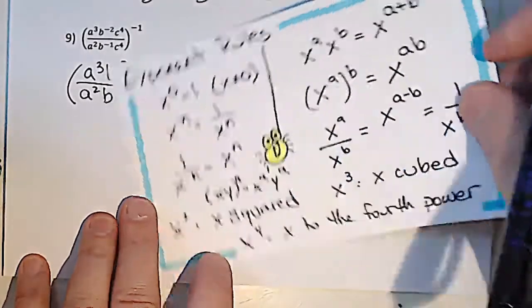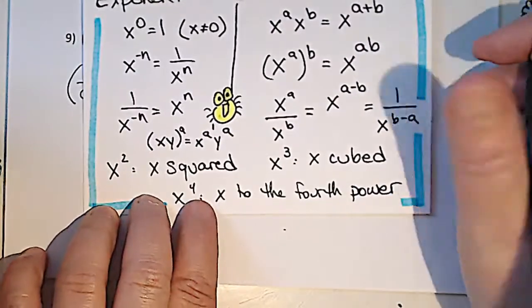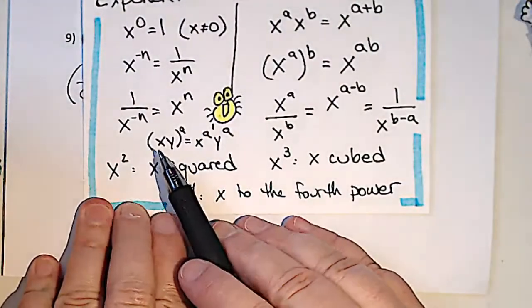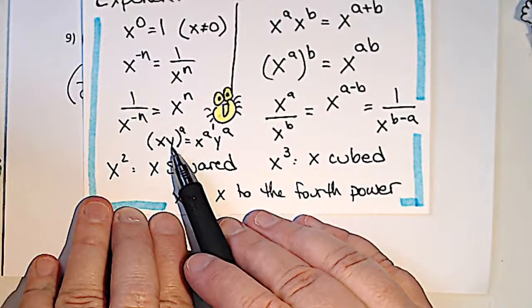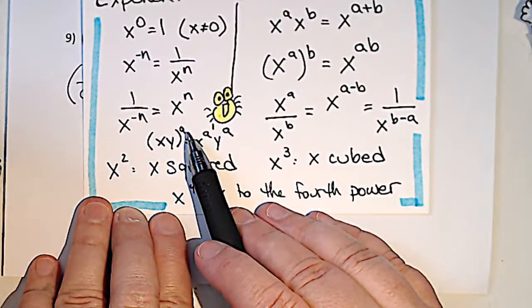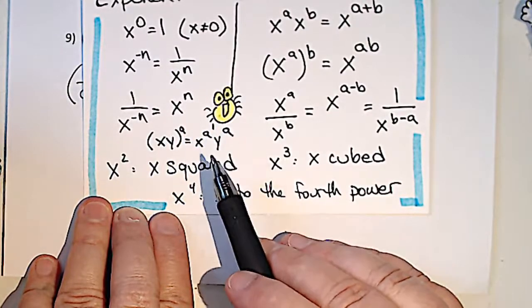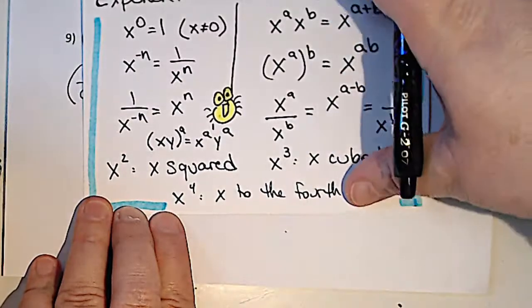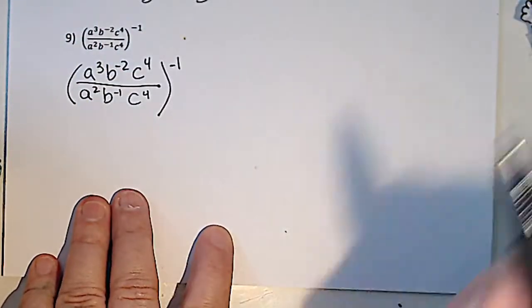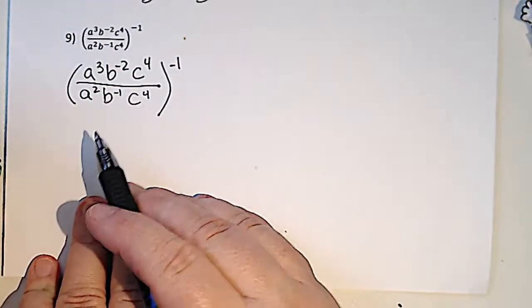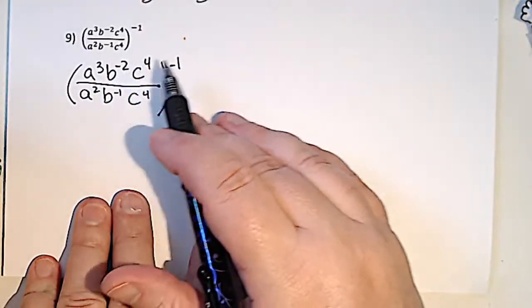It's the Oprah rule. So what is the Oprah rule? The Oprah rule is if you have 2 things multiplied together and you've got an exponent outside, you give the exponent to each of them. They each get the exponent. So in this problem, one thing you could do is you could give out the -1 to everybody.